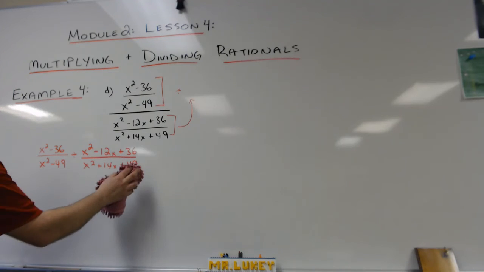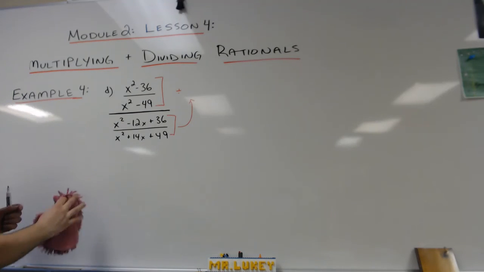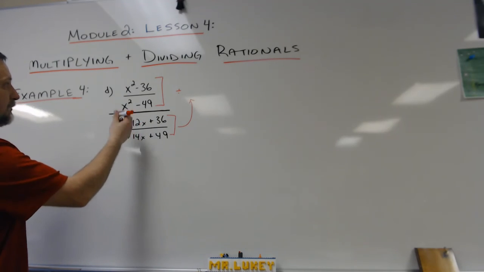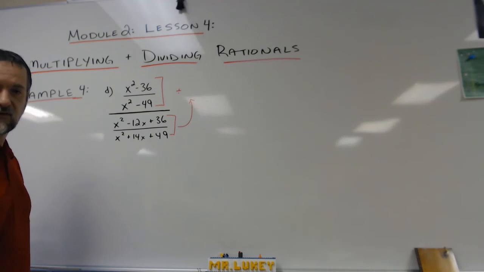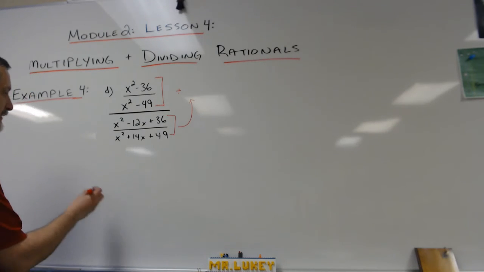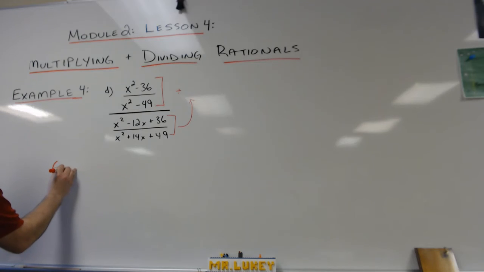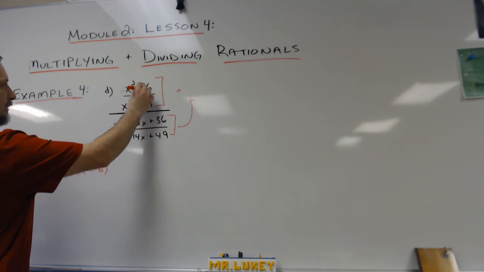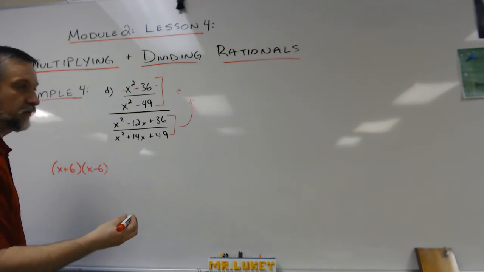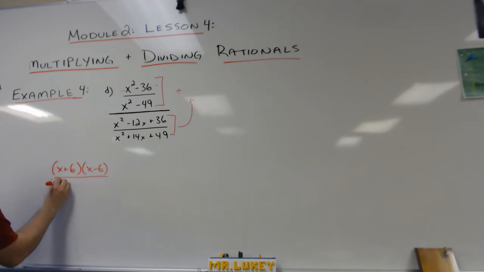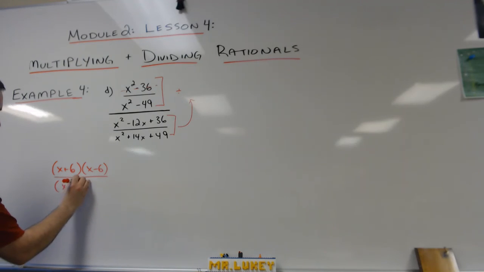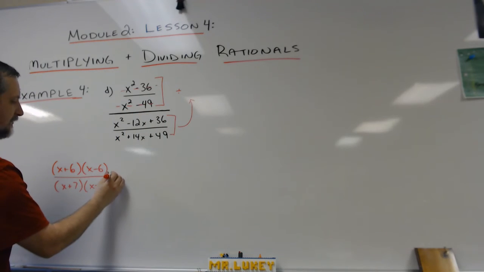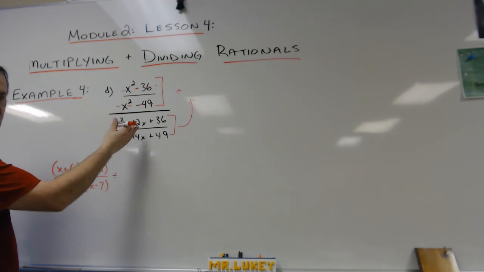So, to try and not take up as much space, I'll erase this. When I rewrite this, I'm going to rewrite it the same way. So x squared minus 36, I'll factor that now. That's a difference of squares, x plus 6, x minus 6. So that one's rewritten. Then x squared minus 49 is another difference of squares. That one's rewritten. I will now write this divide sign.